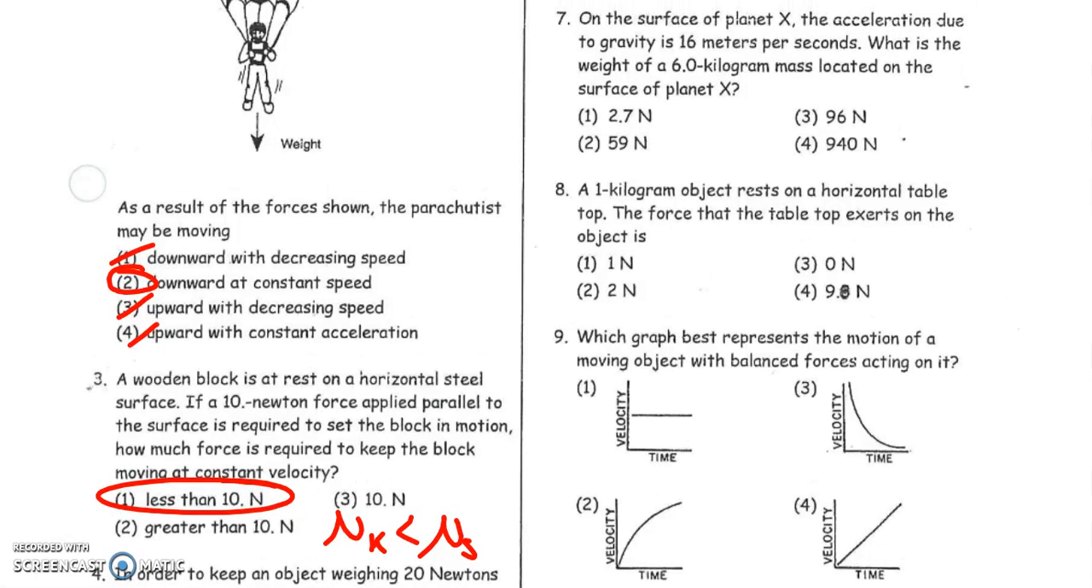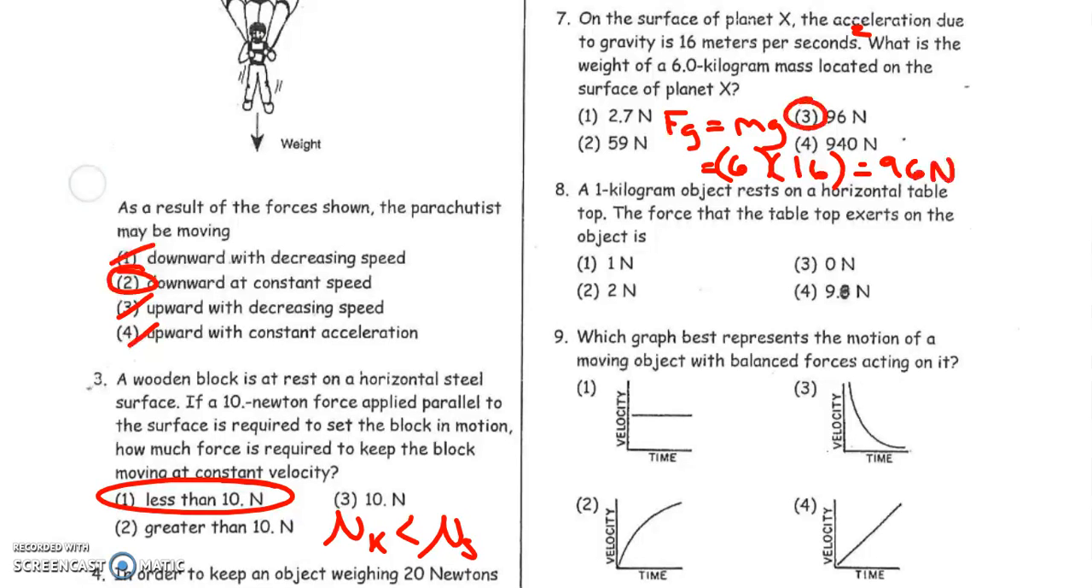All right, number 7, on the surface of planet X, the acceleration due to gravity is 16 meters per second squared. That should say per second squared. What is the weight of a 6 kilogram object located on the surface of planet X? So we're just doing F of g equals mg, and we're going to take the 6 and multiply it by the 16. If you multiply those two values together, you get a value of 96 newtons.